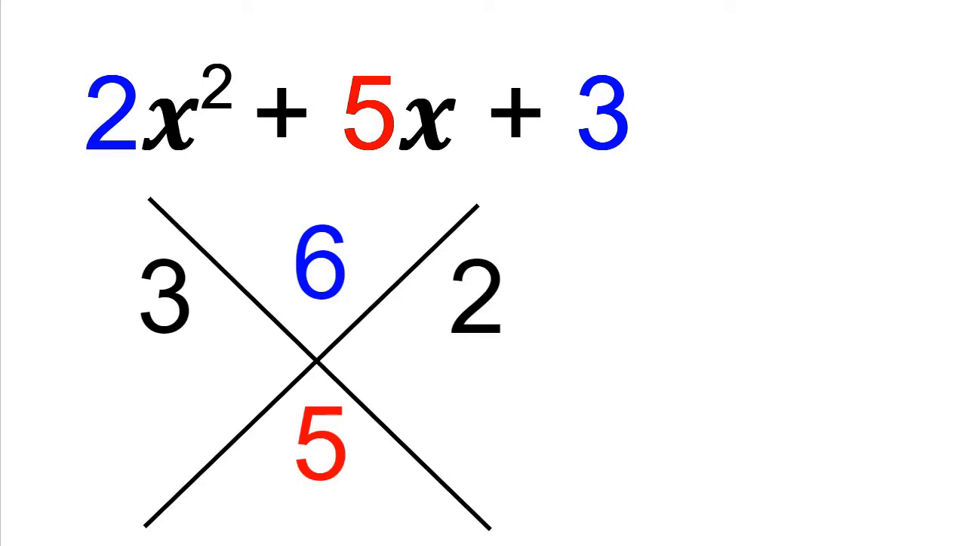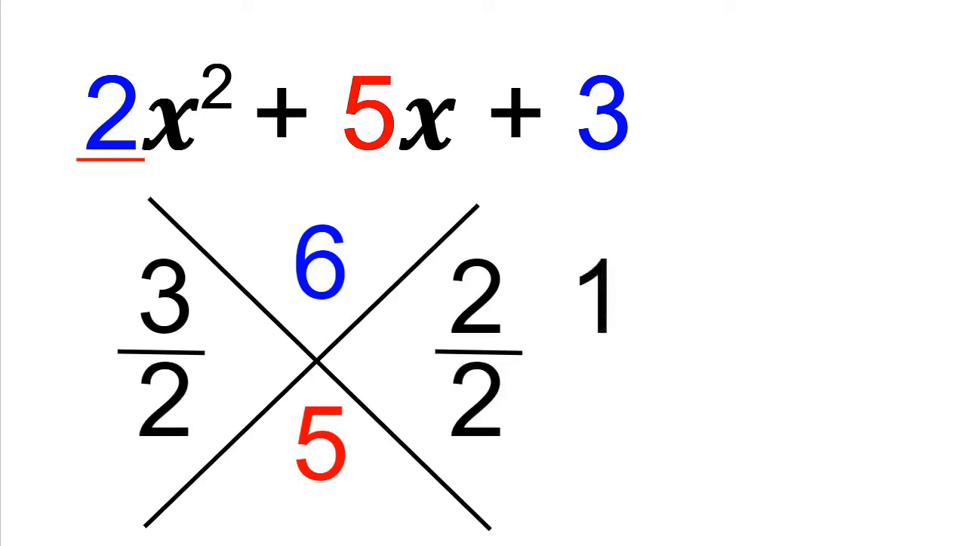Now what we do with these numbers is divide them by the coefficient in front of x squared. So in that case, it's 2. And we do 3 divided by 2 and 2 divided by 2. Now we can simplify 2 divided by 2 to 1. So what we got from this is 3 over 2 and 1.